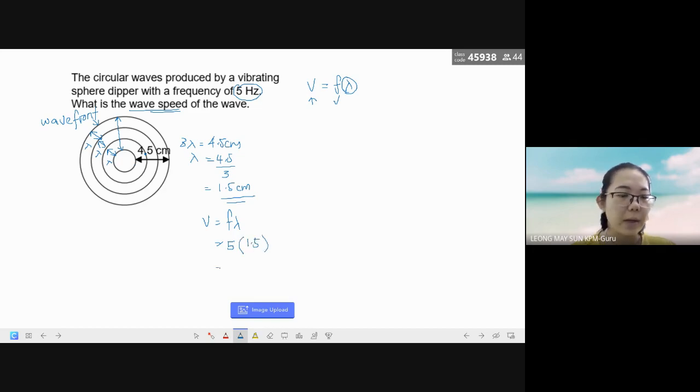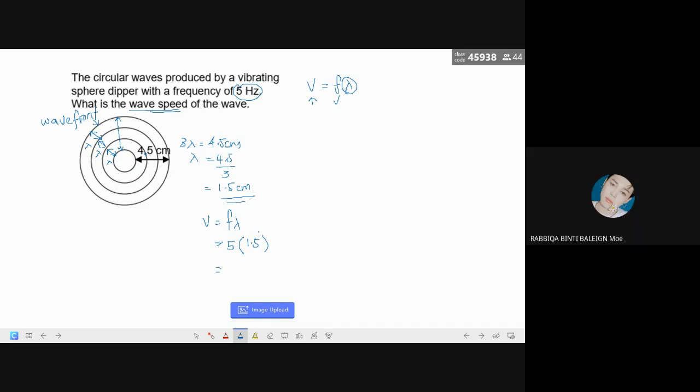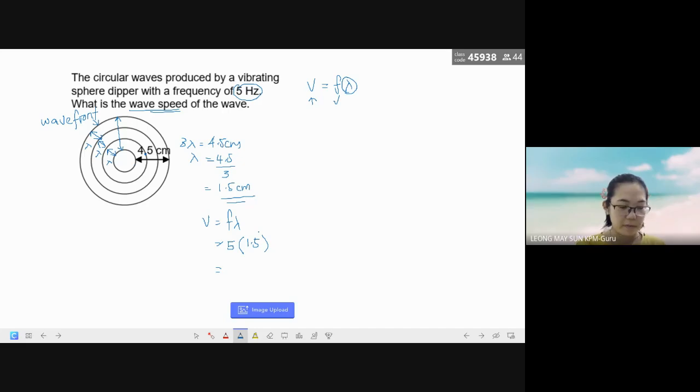Now, some of you will be asking me, teacher, the wavelength is in centimeter right now. Do I have to change it to meter? In this situation, you can change it, or you don't have to change it, it's okay. But make sure when you calculate this, where's my calculator? Can someone calculate for me 1.5 times 5? 7.5. 7.5, thank you.